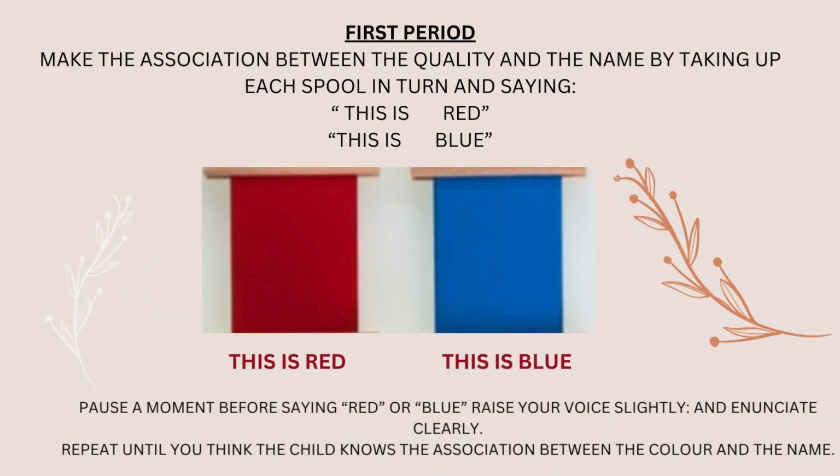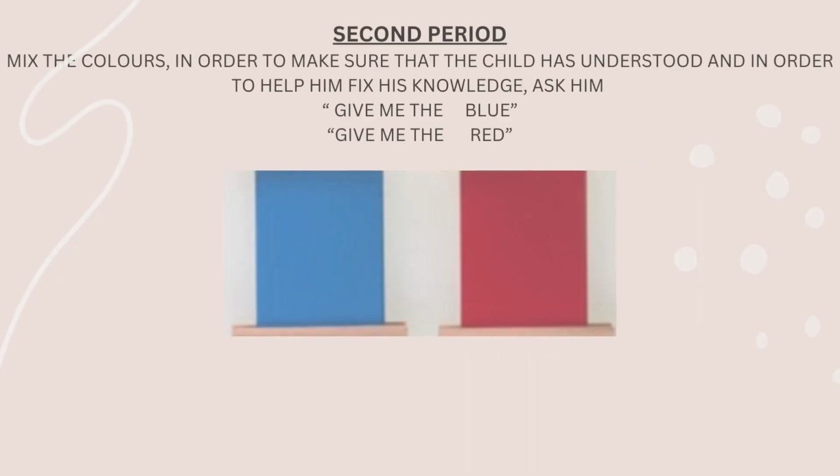First period. Make the association between the quality and the name by taking up each spool in turn and saying, "This is red. This is blue." Pause a moment before saying red or blue. Raise your voice slightly and enunciate clearly. Repeat until you think the child knows the association between the color and the name.